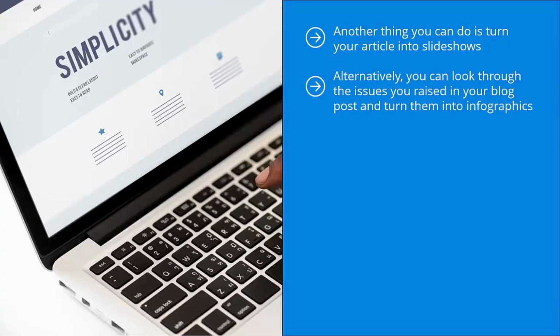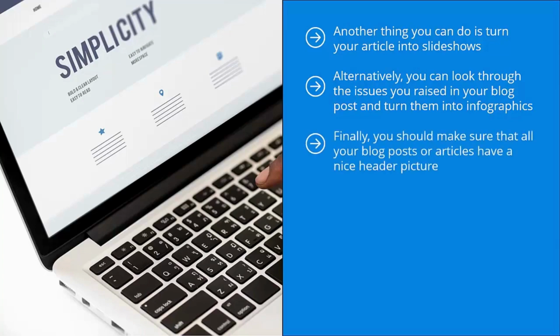Alternatively, you can look through the issues you raised in your blog post and turn them into infographics. Infographics are essentially stripped-down graphical forms of articles or blog posts. They focus on the most important points you raised and make them easier to understand by the viewer by converting them into pictures. Share these infographics on Pinterest.